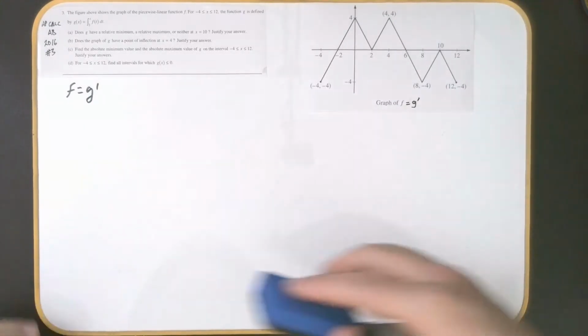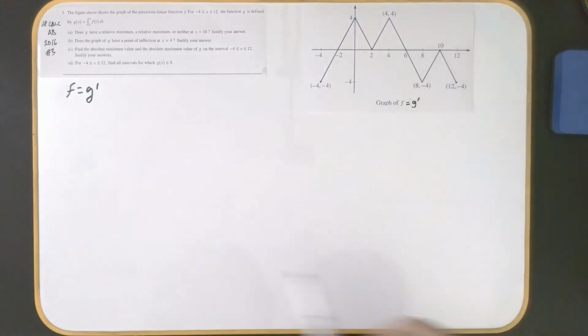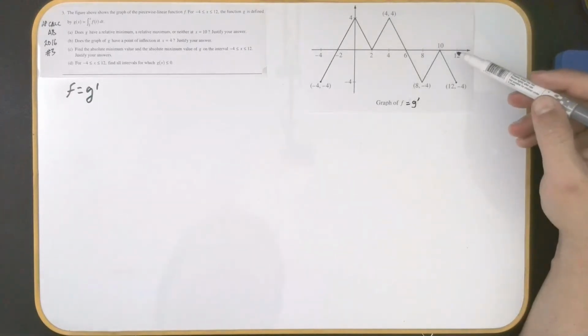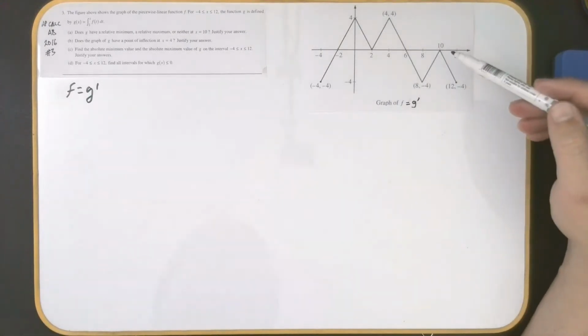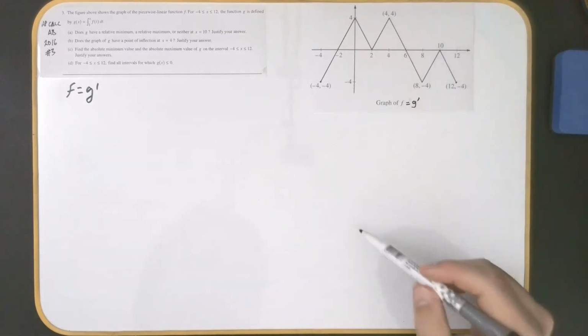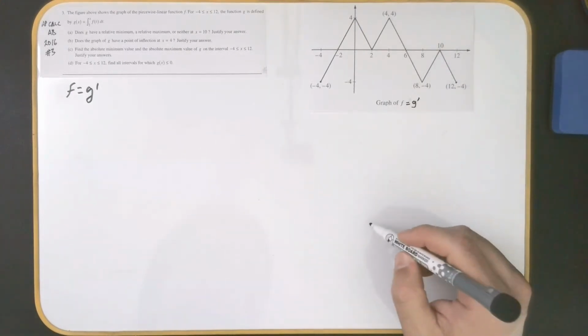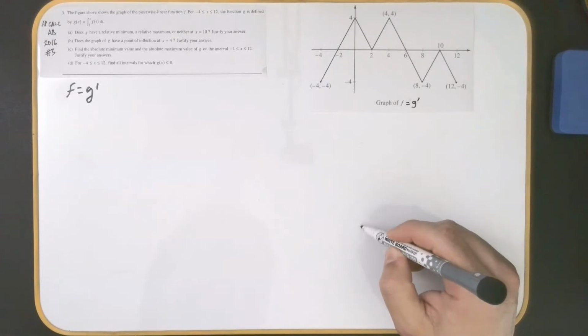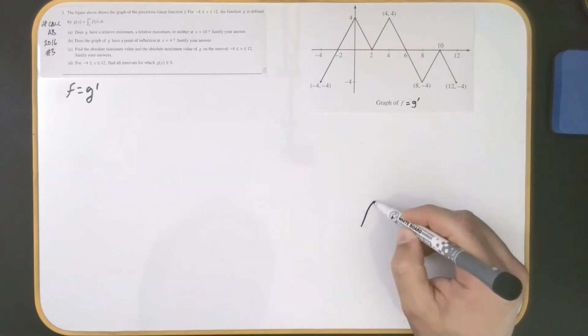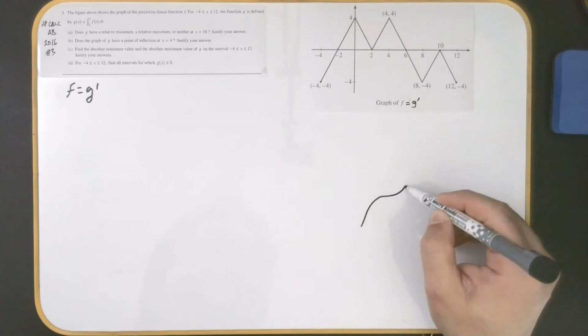So the question says, does G have a relative minimum, relative maximum, or neither at x is equal to 10? Okay, so this is the graph of the derivative. They're asking us what's going on in the original. Well, something you want to keep in mind, and always a good graph to have here, is let's pretend we have a function that is increasing into a flat spot or inflection point.